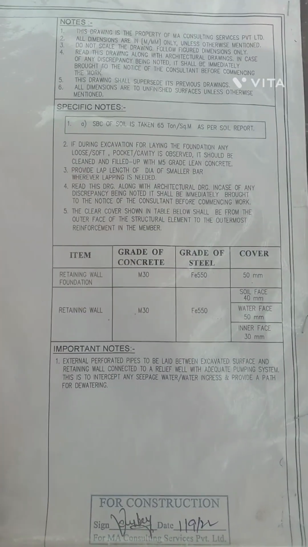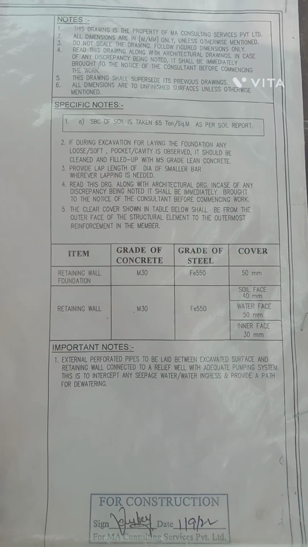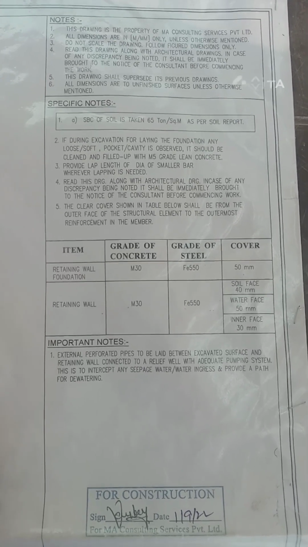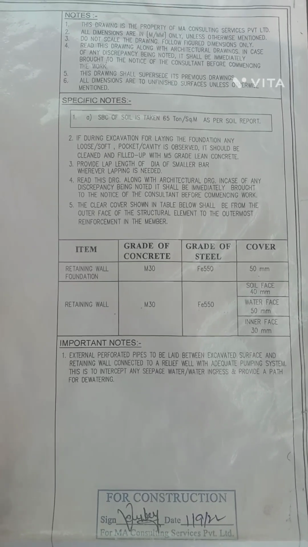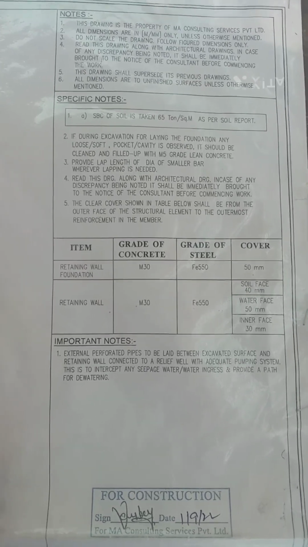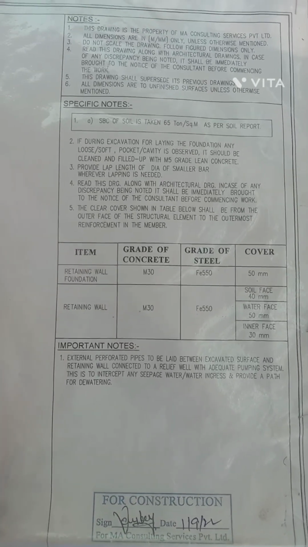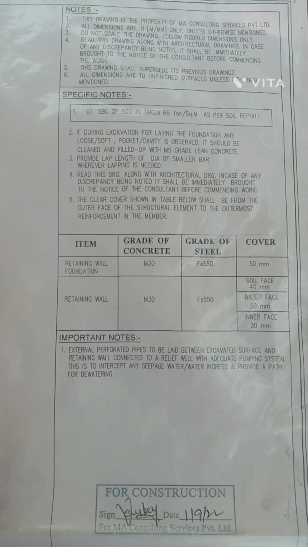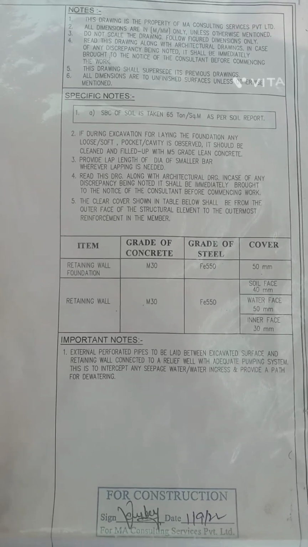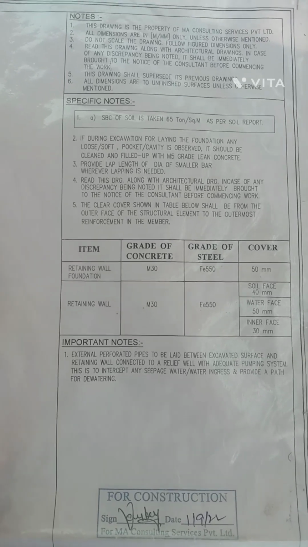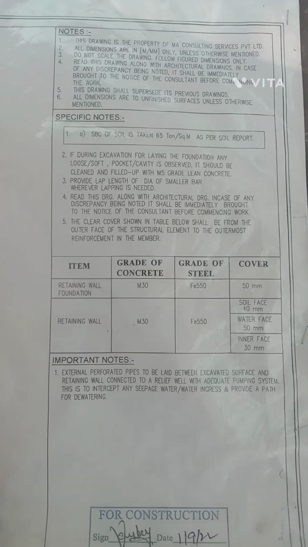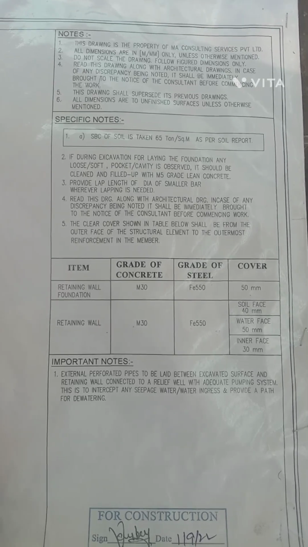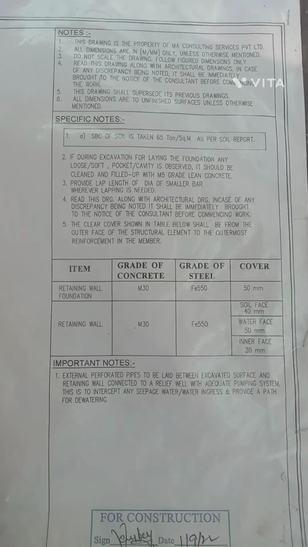And third point, provide lap length of the smaller bar wherever lapping is needed. And fourth point, read this drawing along with the architectural drawing. In case of any discrepancy being noted, it shall be immediately brought to the notice of the consultant before commencing work. When we read the drawing, if any discrepancy with the architectural drawing, you have to note it and escalate the matter to the consultant.